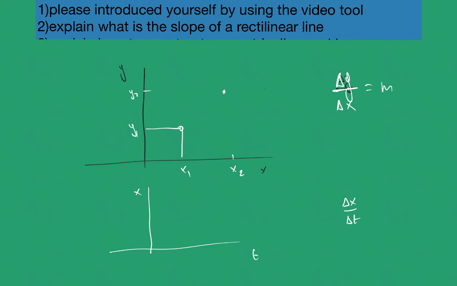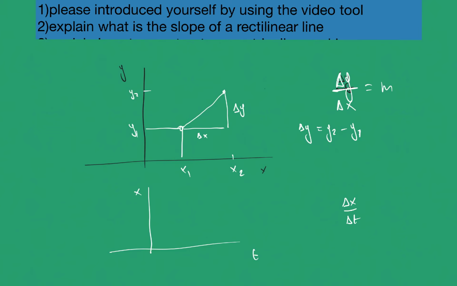What is a rectilinear line? A rectilinear line is a line that maintains the slope constant. So this is the rectilinear line, and the ratio delta y is this, divided by delta x is constant. This is the basic fundamental thing of a rectilinear line. The ratio delta y divided by delta x is constant. So delta y is y2 minus y1.